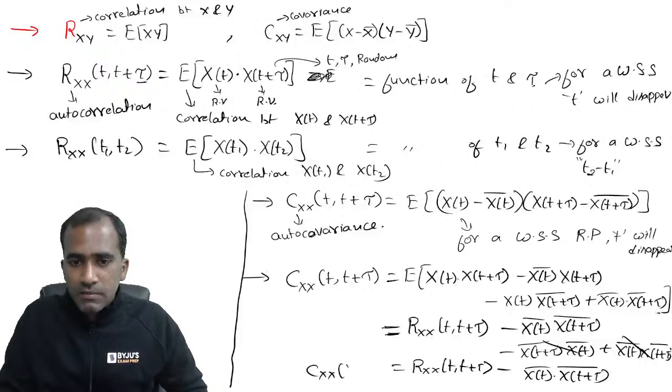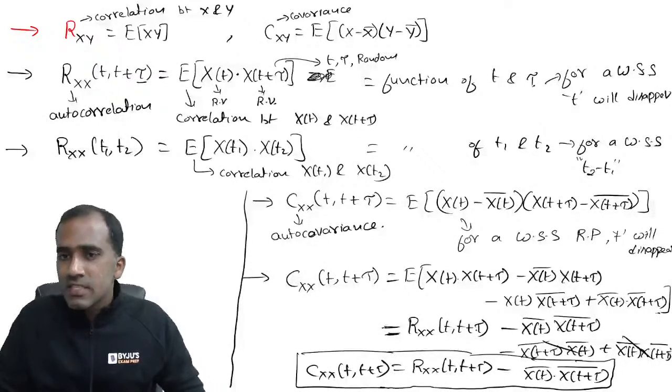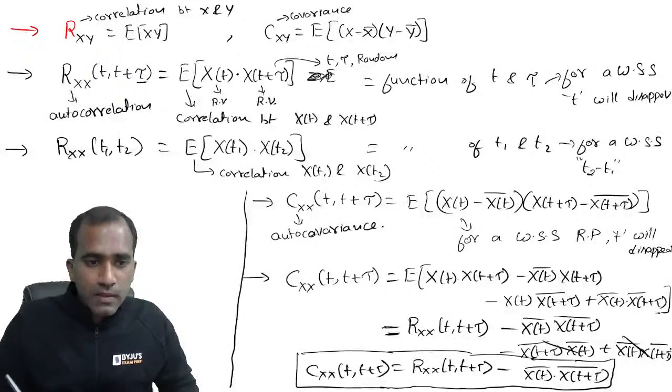So this is the relation between autocorrelation and autocovariance, the general relation. We have not assumed wide sense stationarity here. Without assuming a wide sense stationary random process, we have done this. If you assume wide sense stationary, then what happens? Then things will look more simple.